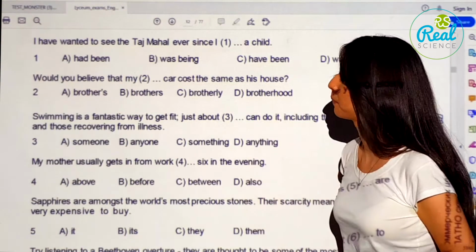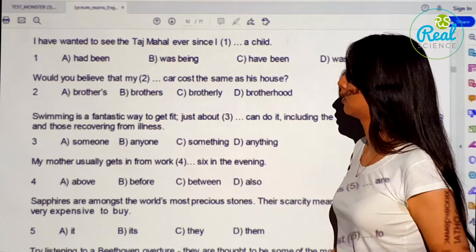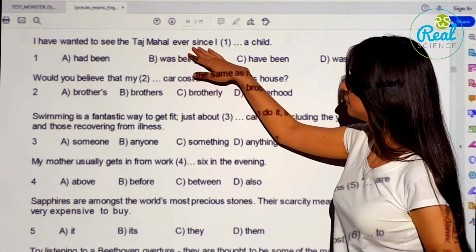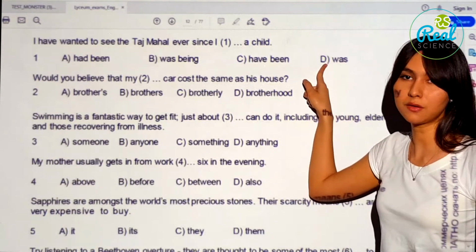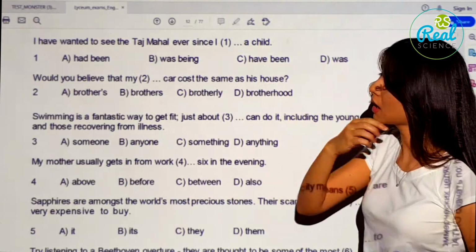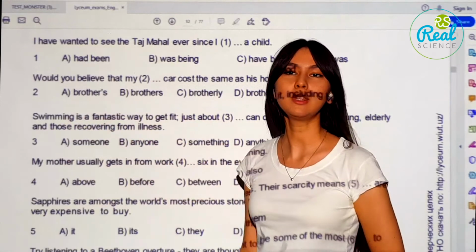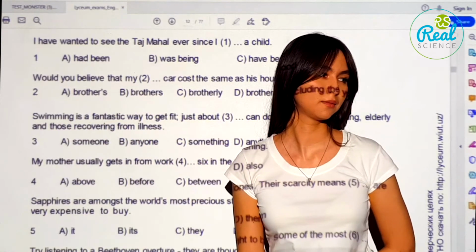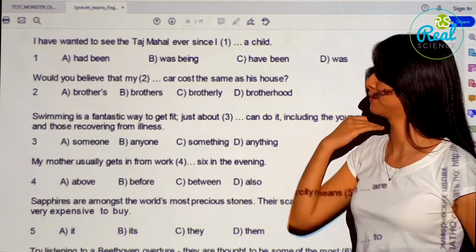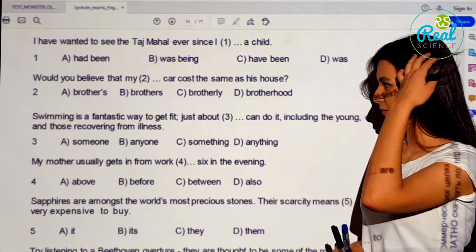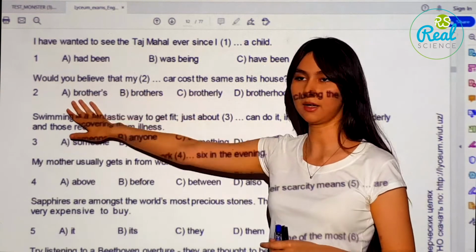I want. Me too. I have wanted to see the Taj Mahal ever since I was a child. Okay, very good. The correct answer is "since I was a child". Okay, so second one. Who wants to read the second one? Can I? Yes. Would you believe that my brother's car cost the same as his house? I mean, it's A. It's A, correct.